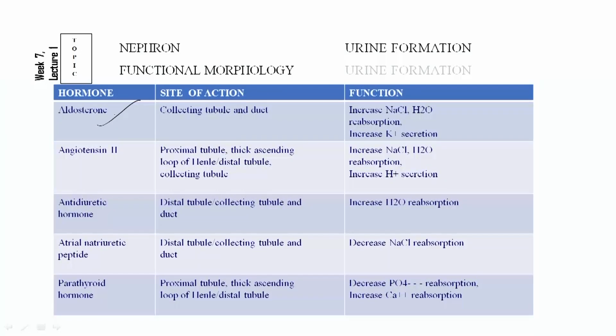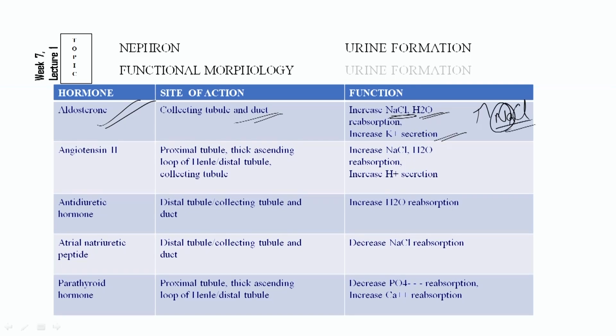The first is aldosterone. It's a hormone whose site of action is the collecting tubule and duct. Most of its function includes that it increases the NaCl reabsorption, and then water reabsorption. Then it increases the potassium secretion. Remember, aldosterone's main function is to increase reabsorption of sodium chloride.